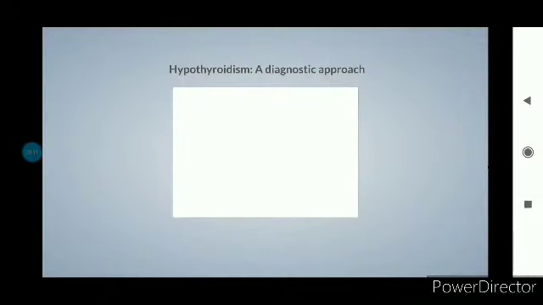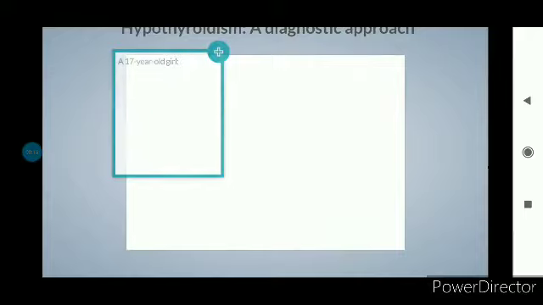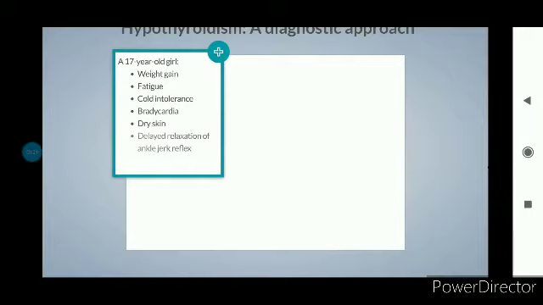Hypothyroidism, a diagnostic approach. A 17-year-old girl is brought to your office complaining of progressive weight gain of 4 kilograms, or 8 pounds, in 6 months, fatigue, and cold intolerance. Her pulse is 55 beats per minute. Other vital signs are normal. Examination shows dry skin and delayed relaxation of the ankle jerk reflex, also termed the Woltman sign.